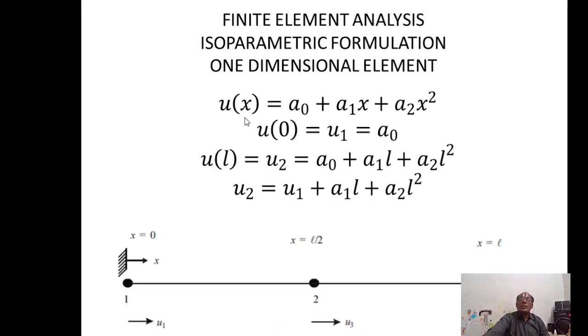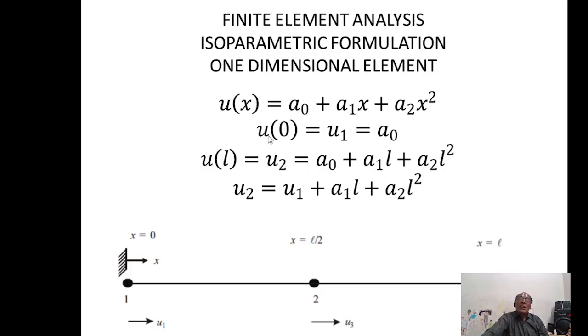Now take a trial function, a quadratic polynomial equation. u of x, where u is the deflection of the element at any point x, may be written as the quadratic equation a0 plus a1 x plus a2 x square. These a0, a1, a2 are constants obtained by applying the boundary conditions: at x equal to 0, u equals u1; at x equal to L by 2, u equals u3; at x equal to L, u equals u2. Applying these boundary conditions, you evaluate a0, a1, a2. This is the quadratic equation, so the order becomes second order. This is the higher order element, also called the quadratic element.